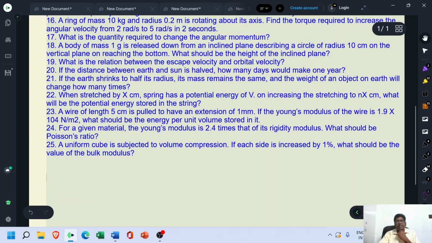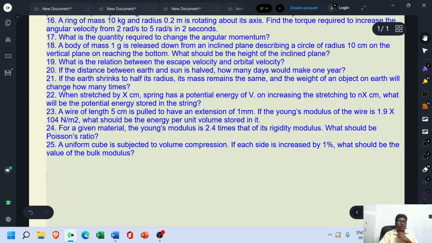22nd question. When stretched by x centimeter, a spring has a potential energy of V. On increasing the stretching to n times x centimeter, what will be the potential energy stored in the spring? 23rd question. A wire of length 5 centimeter is pulled to an extension of 1 millimeter. If the Young's modulus of the wire is 1.9 into 10 power 4 Newton per meter square, what should be the energy per unit volume stored in it?